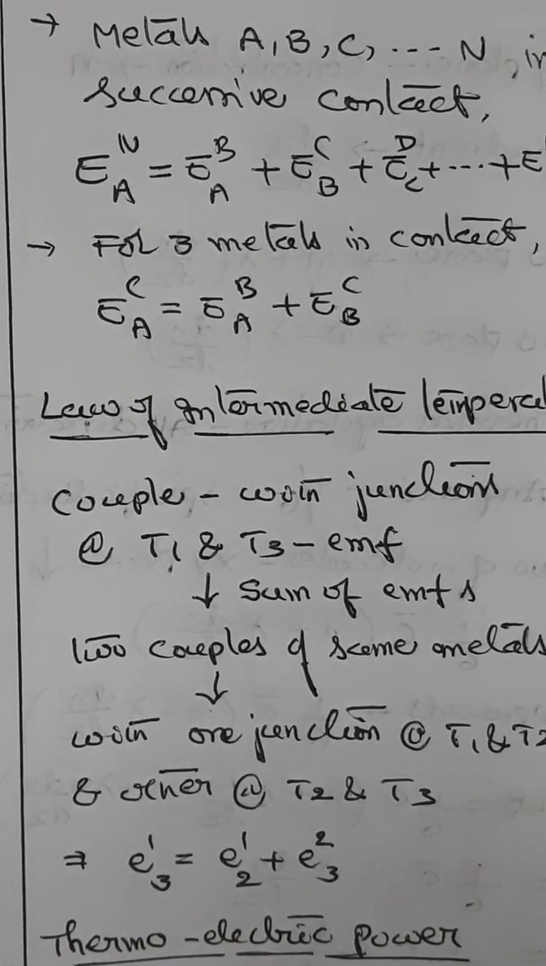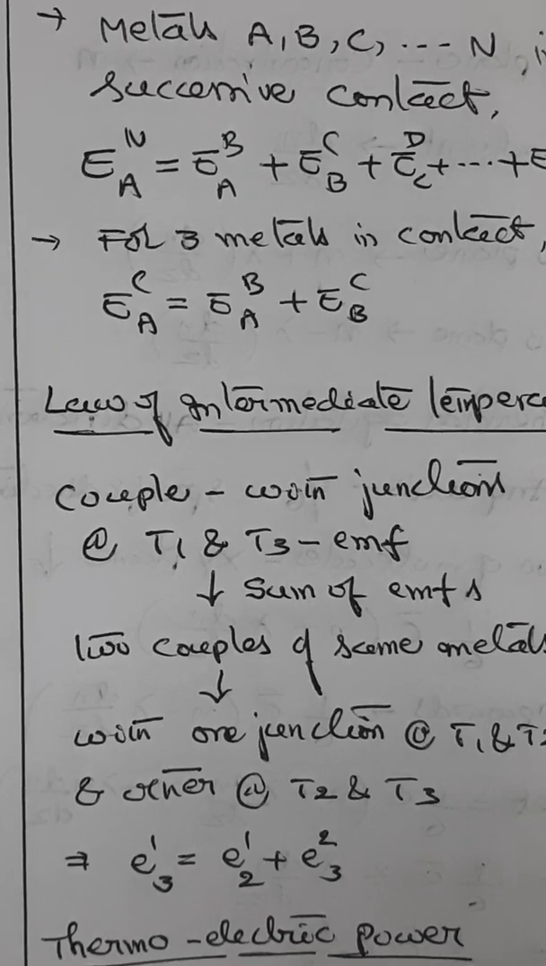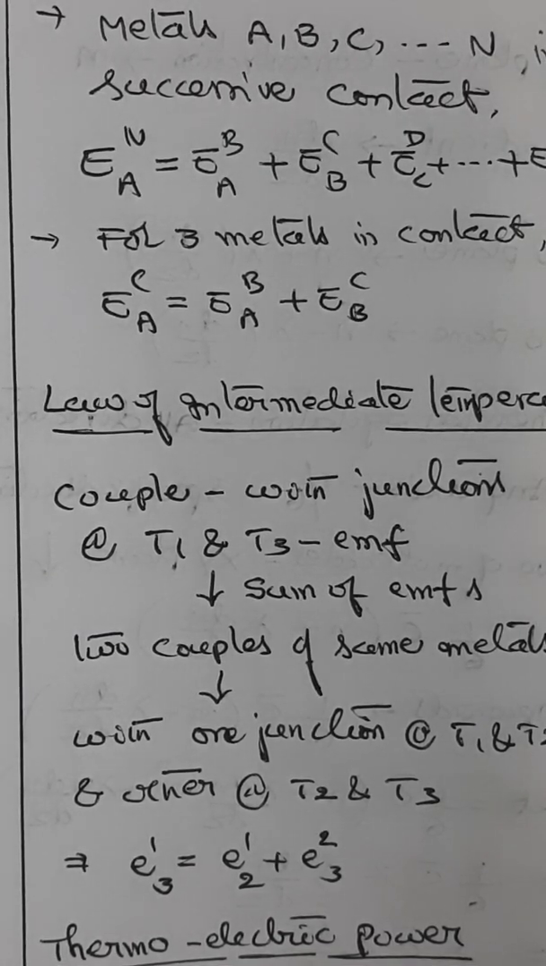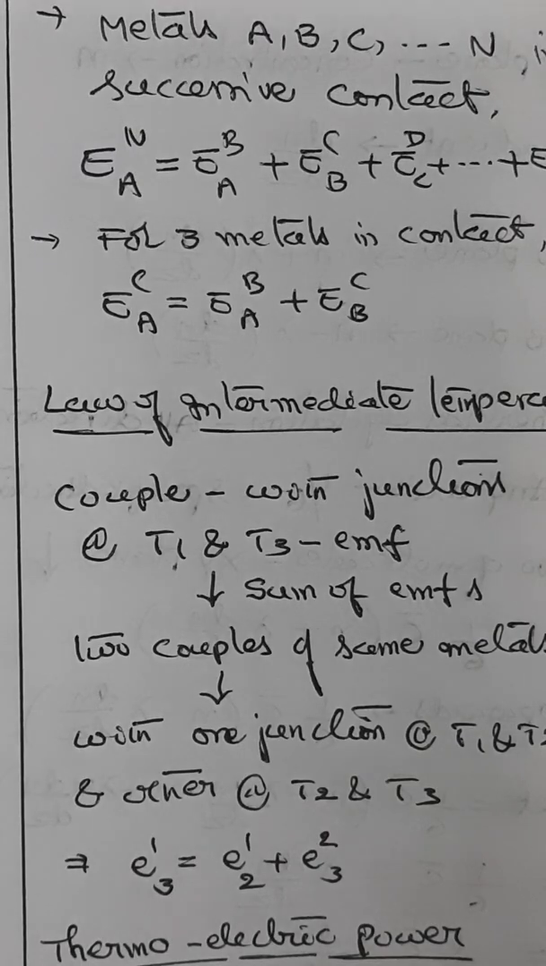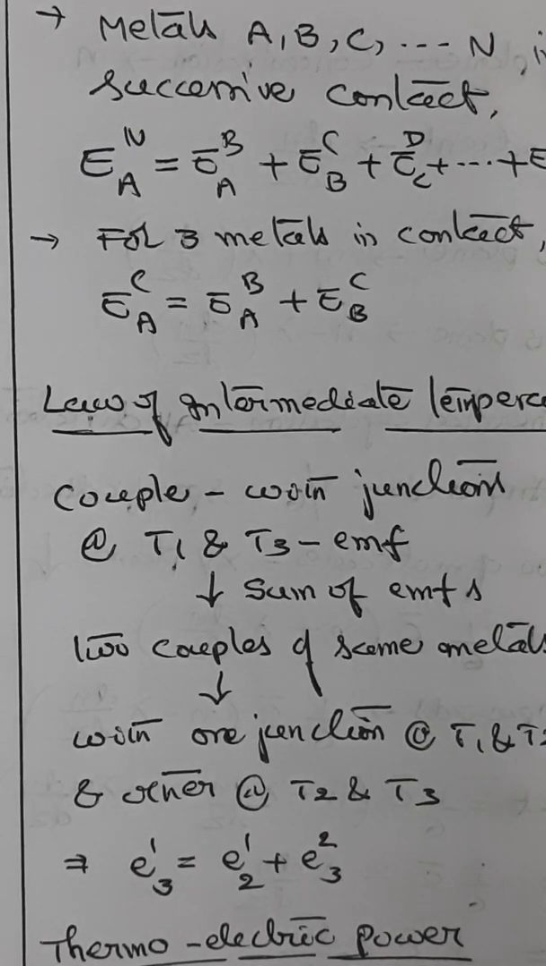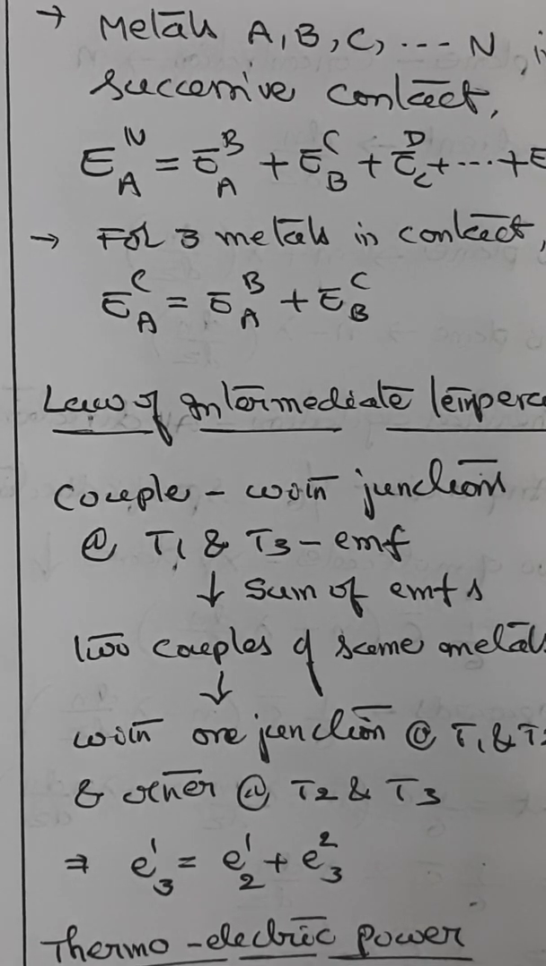Let us understand thermoelectric power. The thermo EMF of the couple changes when the temperature of the hot junction is changed while the cold junction is kept at constant temperature. That is, the rate of change of thermo EMF with respect to temperature is known as the thermoelectric power of the couple at a particular temperature, that is dE by dT. This can be given by the slope of the tangent to the EMF-temperature curve at that temperature.